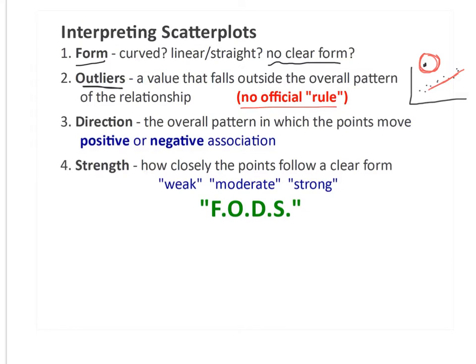Then direction: is it positive or negative in direction? Is there a positive or negative association? That brings us to strength, which talks about how closely the points follow a linear pattern. Are they weak, moderate, or strong? These are my three descriptors that we use in statistics.